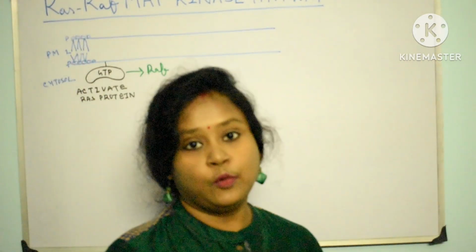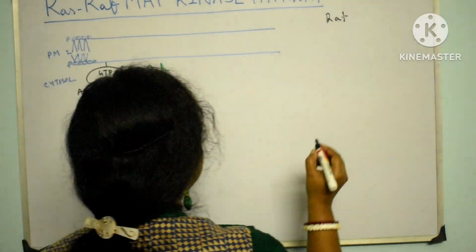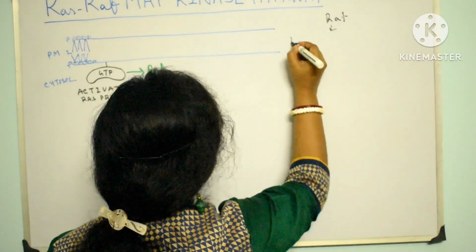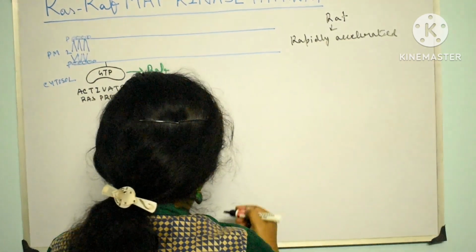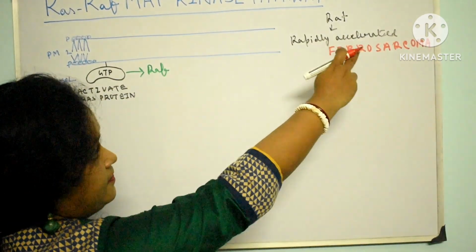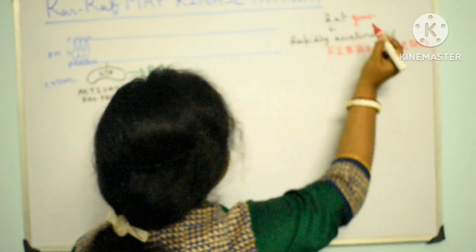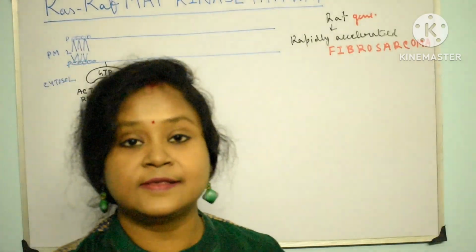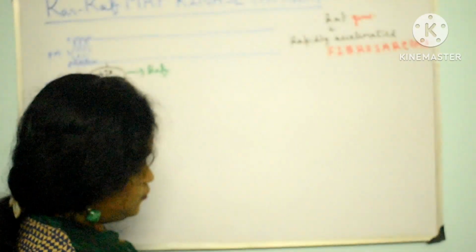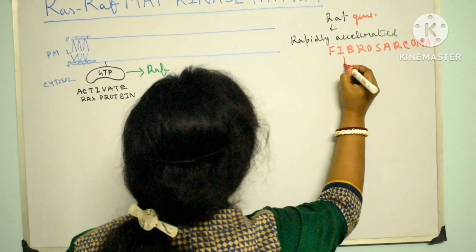Now come to the point, what is RAF? The full form of RAF is rapidly accelerated fibrosarcoma. And this RAF gene was first described as a retroviral oncogene.